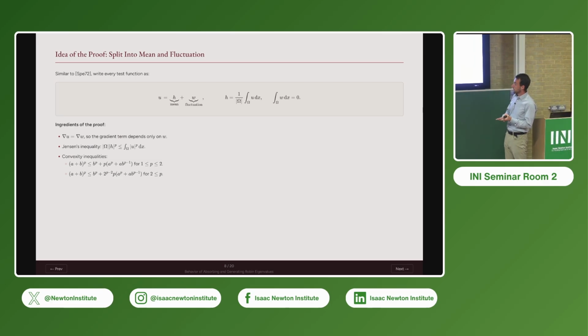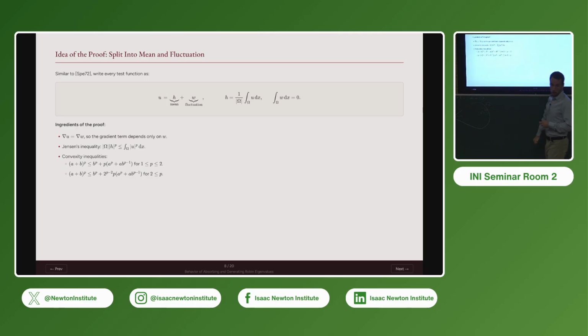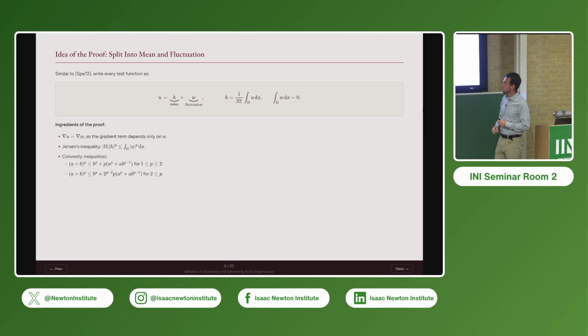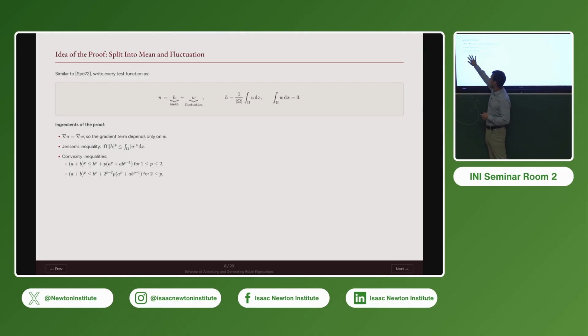The second thing we will need in the proof is a consequence of Jensen's inequality, which states that if we integrate the absolute value of u to the power of p over omega, this is bounded from below by the area of omega times h to the power of p, where h is just the mean of u. And we need some convexity inequalities that hold for any non-negative numbers a and b. So we can always estimate (a plus b) to the power of p against something like b to the power of p plus a constant times a to the power of p plus a mixed term of the form a times b to the power of p minus 1.